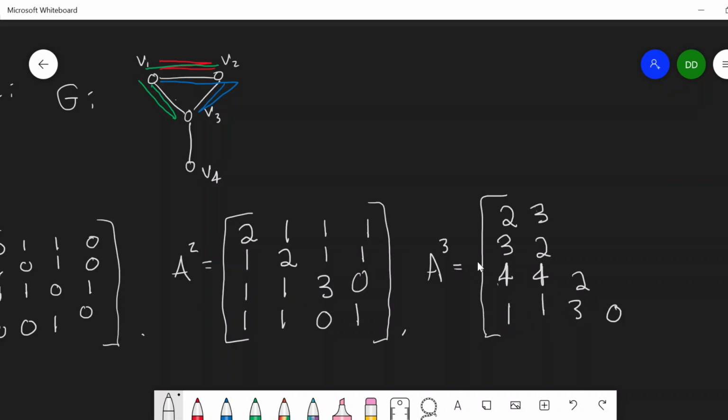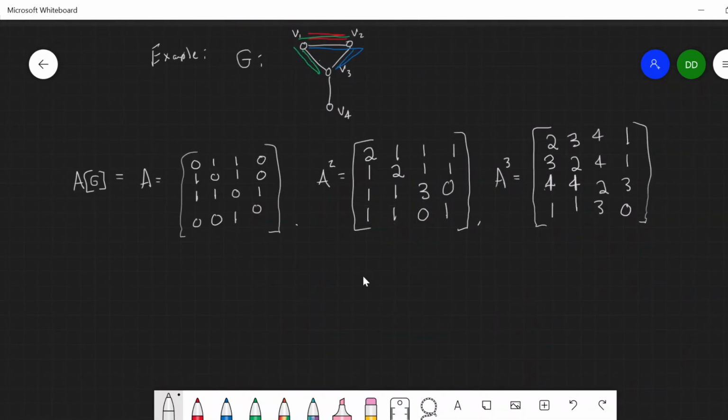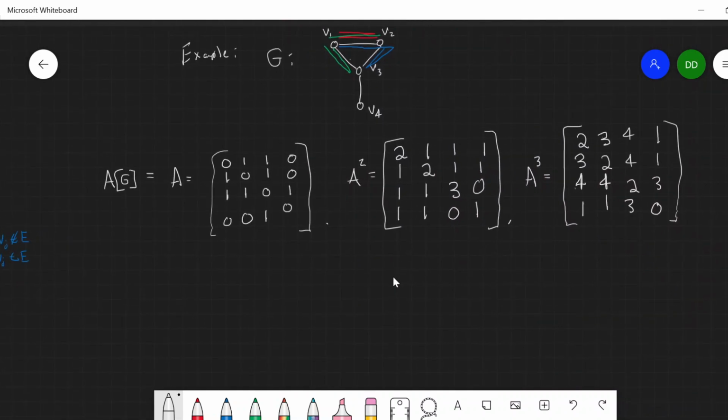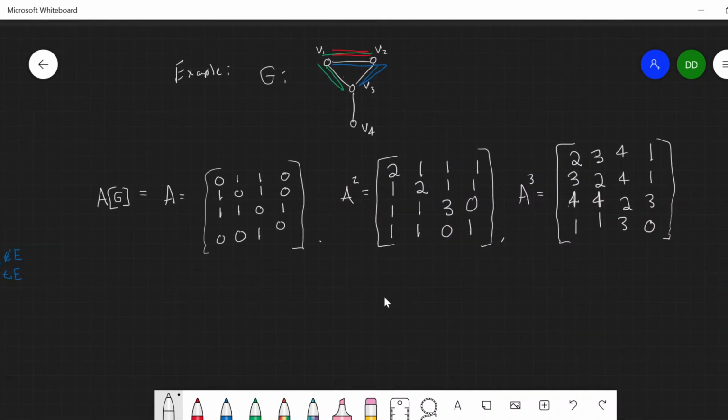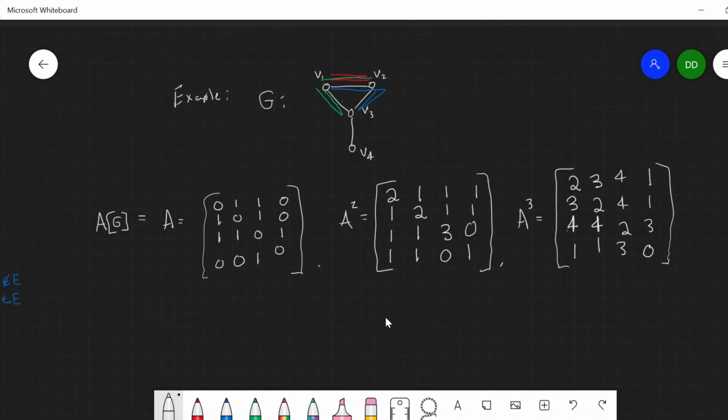And in fact, we can do this in 2 ways. We could just compute A cubed, or we could go through and find all the different walks. In particular, for V1, V4, there should only be one walk of length 3, and that would be 1, 2, 3, the only way to do that. So that's the idea. That's using Theorem 2.2 to compute powers of the adjacency matrix.